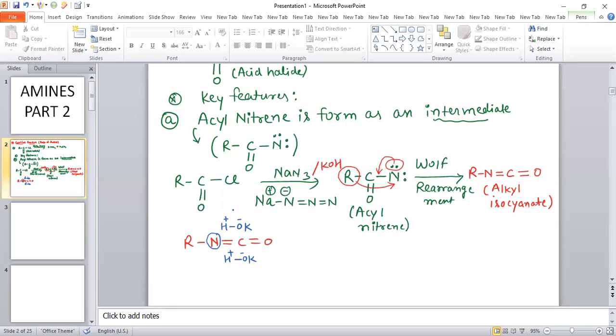So KOH will react in this way. One of the products obtained is the amine, and with the amine the side product obtained is K2CO3. So this is also one of the methods used for the preparation of amine.